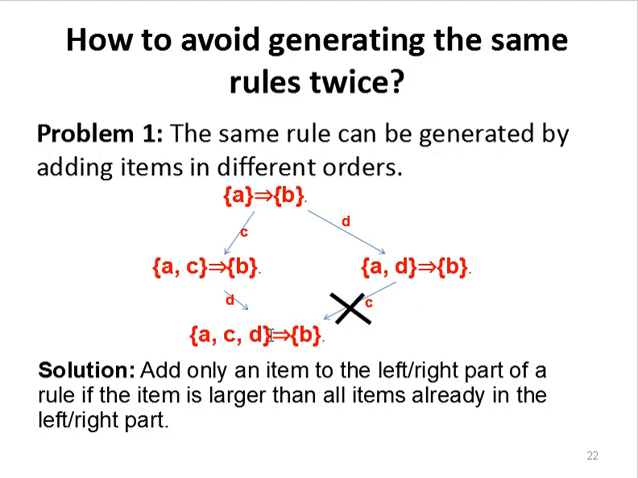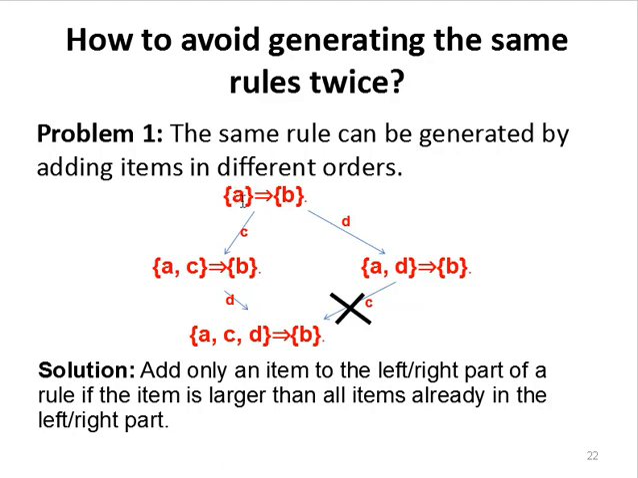Okay, so depending on the order that we add the items to the rules, we can find the same rule twice actually. So this is not good. If we do an algorithm to find the rules in the data, we don't want the algorithm to find the same rules twice, because we will waste time looking at the same rule over and over again. Okay, so the solution to this is that we should only add an item to the left or right side of a rule if the item is larger than all the items already in the left or right side.